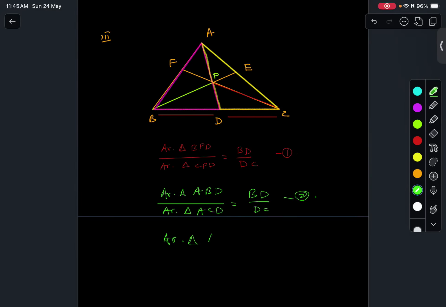Area of triangle APB is to area of triangle APC. What can we write for this? Sir, BD upon DC only. I'm just saying this one, and second is this one. Very good, beta. Can you explain, sir? BD upon DC. Why so? Because sir, the height is same. Okay, very good.